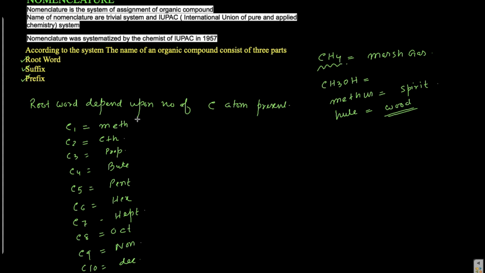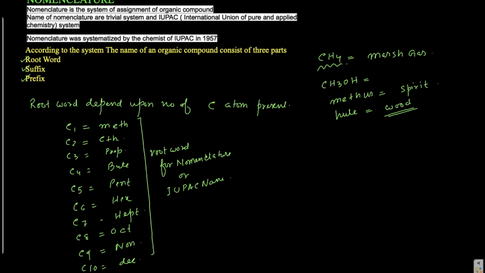Okay, so this is nothing but the root word for nomenclature, the IUPAC name. The root word depends upon the number of carbons present. So if the number of carbons is 1, the root word becomes meth. If the number of carbons is 6, the root word becomes hex. If the number of carbons is 8, it becomes oct.